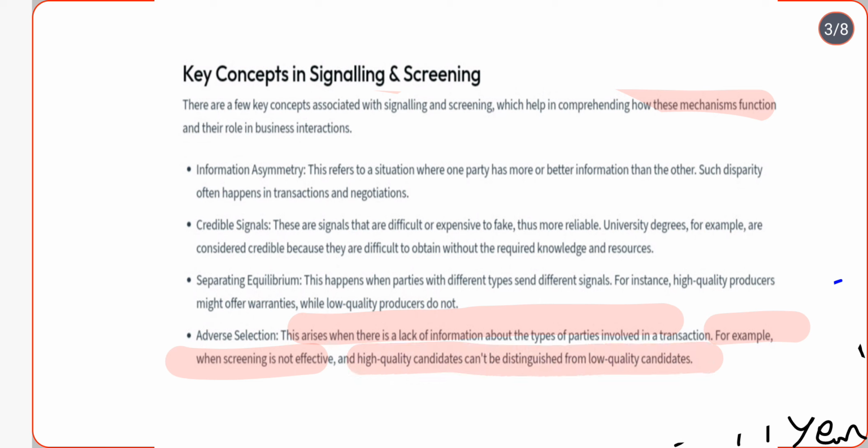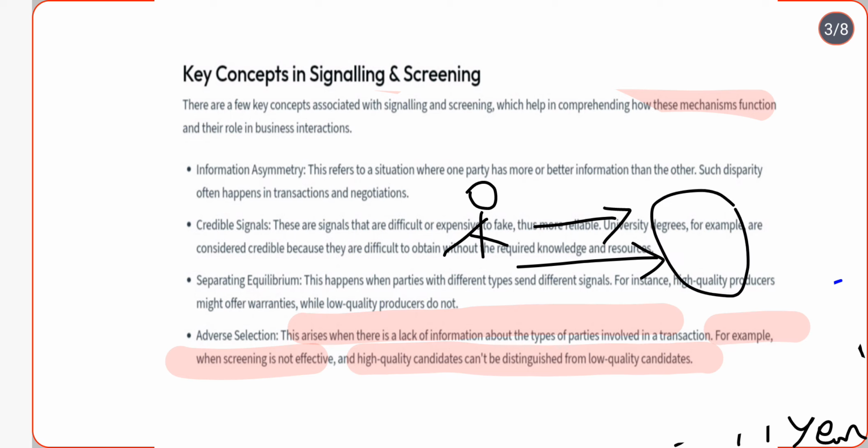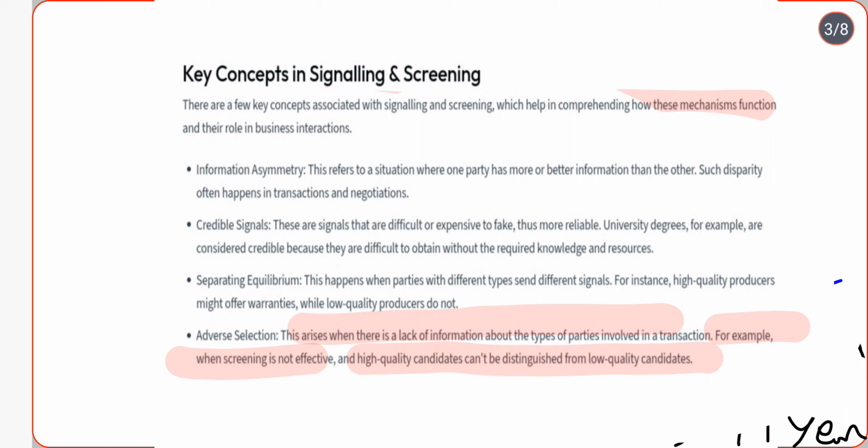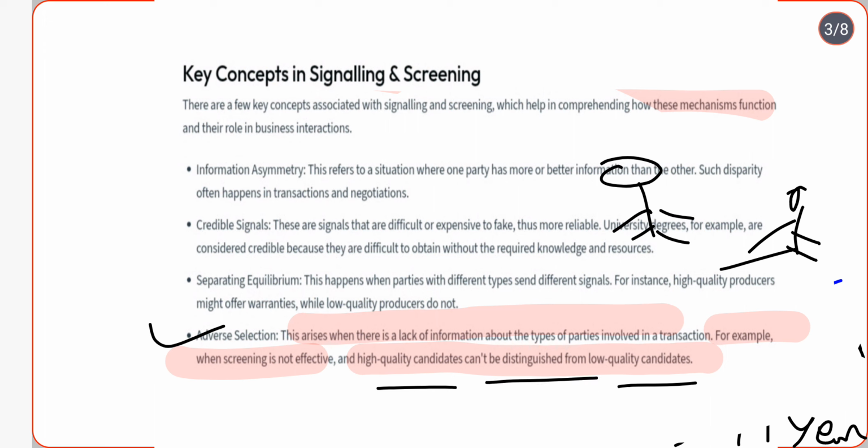Suppose the interviewer is supposed to ask only 2 questions: what is your name, and where are you from. By these two questions, the interviewer can't assess the quality of the candidate. Or suppose there is no interview, only an exam that everybody can pass by just reading properly, so you can't assess the quality of the candidates. In this type of case, there is adverse selection: the low quality candidates and the high quality candidates can't be distinguished.